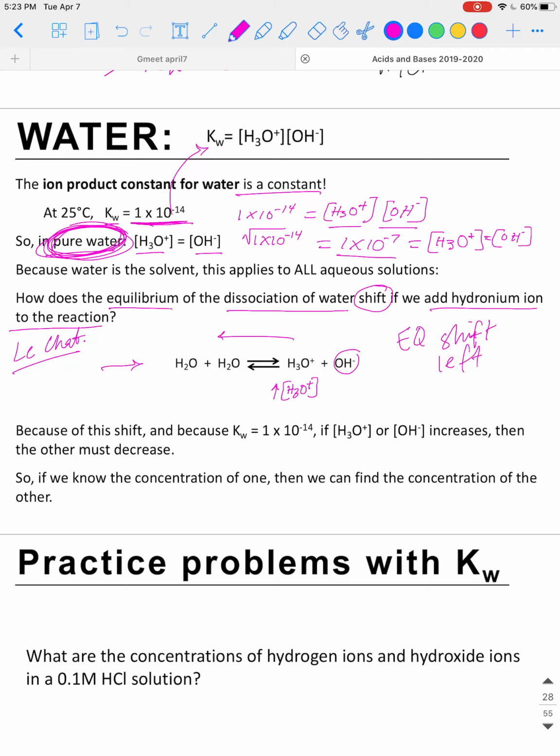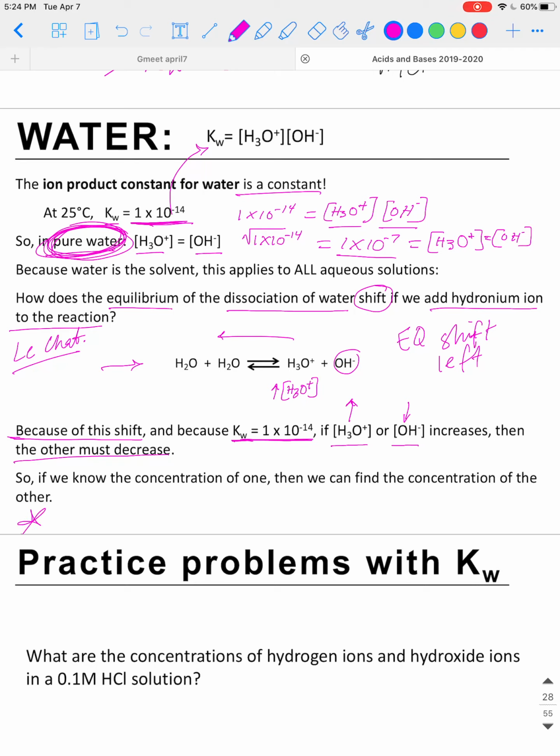If we add H3O plus, it's going to use up some OH minus to react with the extra hydronium ion that was added. So that's this statement down here. Because of this shift, and because Kw is a constant, this number cannot change. If the concentration of H3O plus or the concentration of OH minus increases, the other must decrease. Mathematically, that makes sense. To keep a constant number, if this goes up, this must go down. Okay?